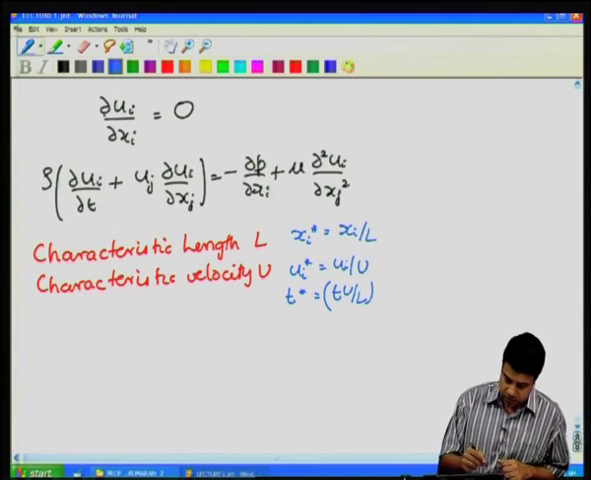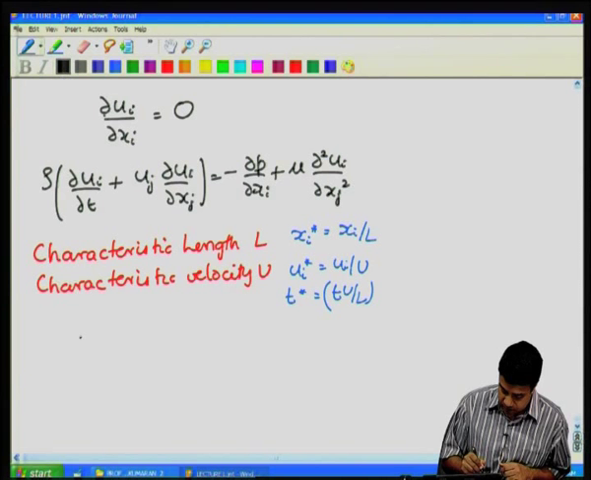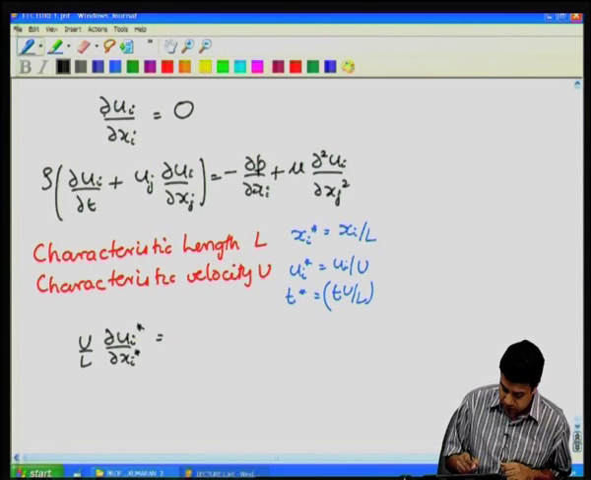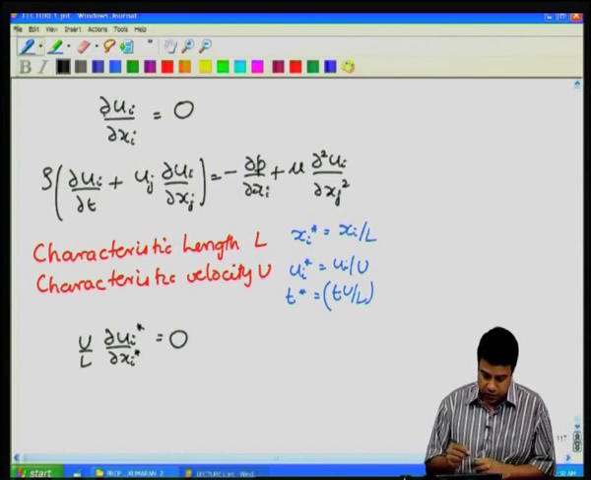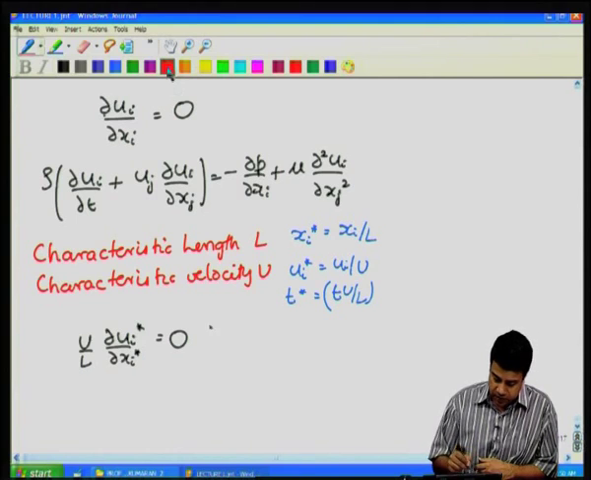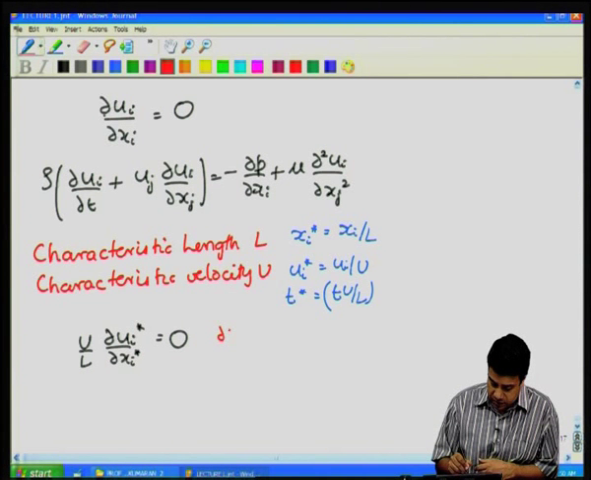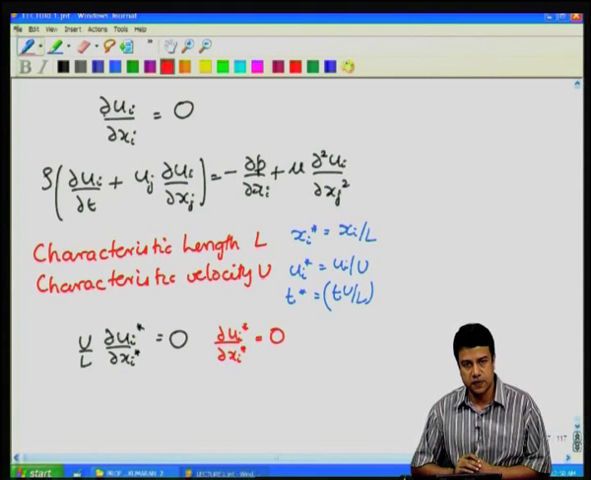So, the mass conservation equation just becomes u by L partial u_i by partial x_i is equal to 0. And of course, I can cancel out that u by L to just get the mass conservation equation as partial u_i by partial x_i equal to 0. So, that is the mass conservation equation.